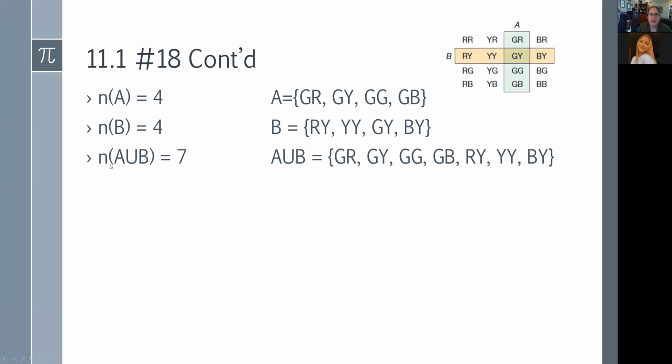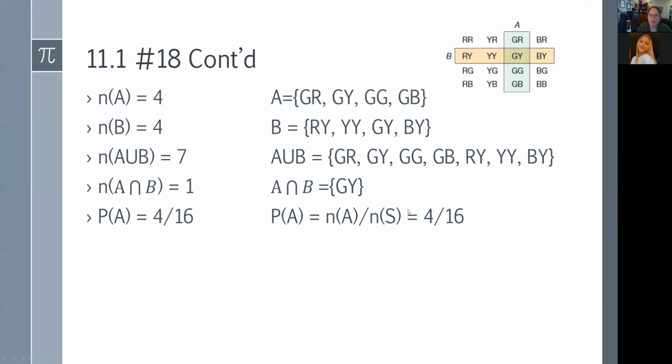Then it says that we should verify that the number of elements in A union B is 7. And if we count, there are 7 elements in A union B. Next, we want to verify that A intersect B contains one element. A intersect B, that was getting a green on the first roll and a yellow on the second roll. There's only one way for that to happen. It's right here. And so there is only one element in that event.